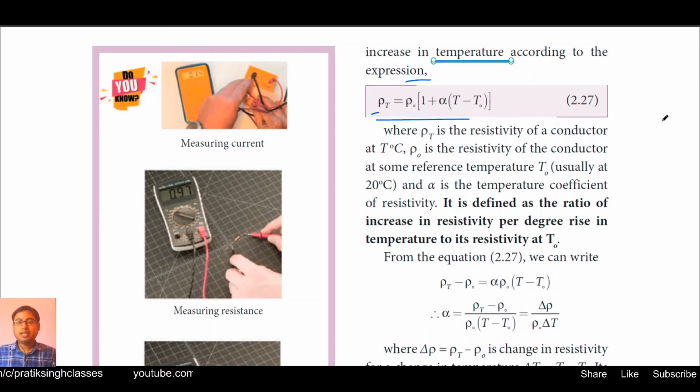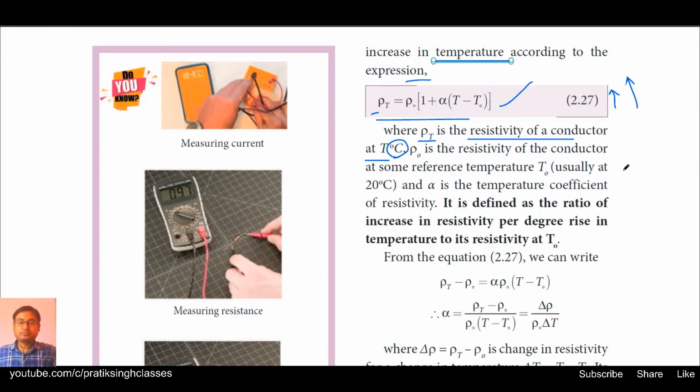That means if the temperature of the conducting material increases, the resistance of the given conducting material will also increase according to equation 2.27, that is rho t is equal to rho naught into 1 plus alpha into t minus t naught. Here let us try to find out what is rho t, what is rho naught, what is alpha, T and t naught. Here rho t is the resistivity of a conductor at temperature T degree Celsius. Here it is measured in degree Celsius, not in Kelvin.